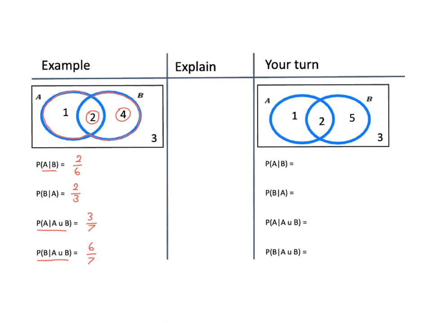Now the questions on the right. The first question, A given B. So we know we're just looking at B. We're just looking at those 7 items inside there. So the probability is out of 7. We want to know, if we're just picking from that group, what's the probability it's also in A? Well, that's 2 out of 7.